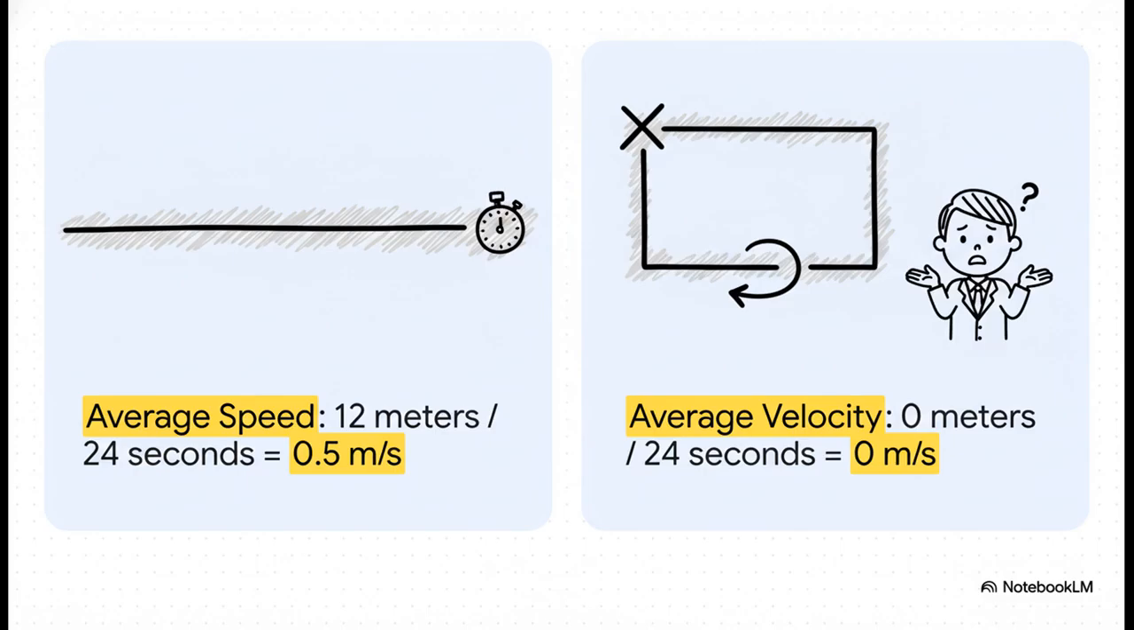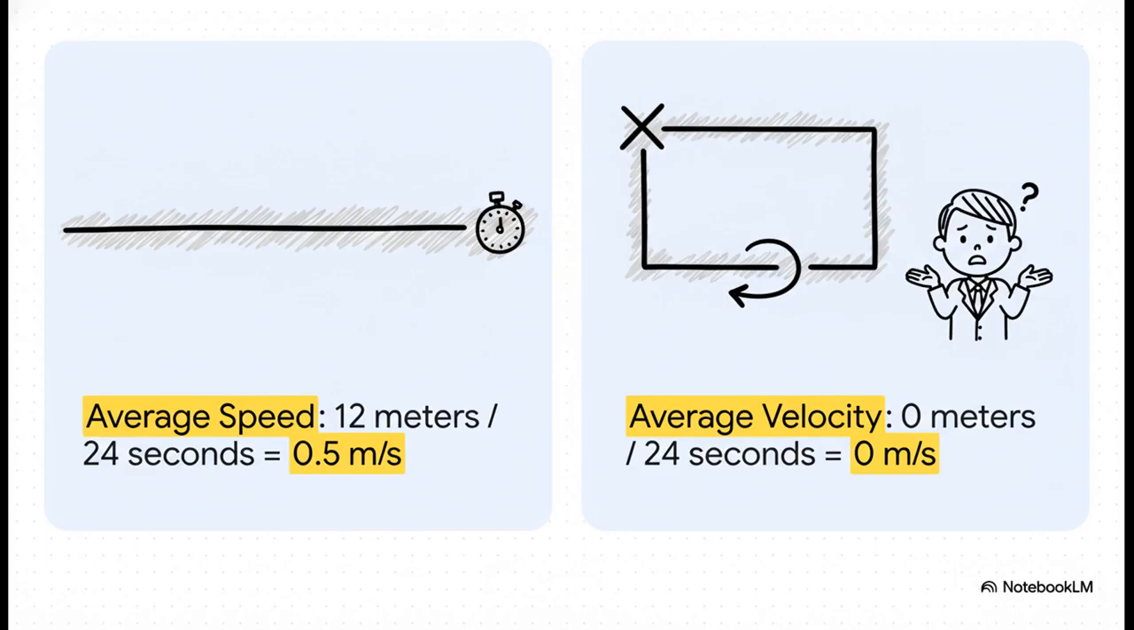And this is where it gets interesting. When we calculate her average speed, we take the total distance, 12 meters, and divide it by the time, 24 seconds. We get a real number, 0.5 meters per second. She was definitely moving. But what about her average velocity? Well, for that, we use displacement, which was 0. So 0 divided by 24 seconds is 0. Isn't that wild?